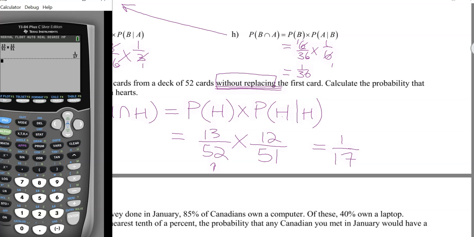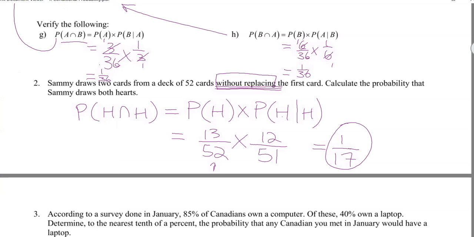Okay, let's say you've just got a normal calculator, just go bracket 13. I like to bracket these things. 13 out of 52 times 12 divided by 51. That'll give a decimal, of course. Then you go math, enter, enter, because most of the time we're going to want to express this as a reduced fraction.